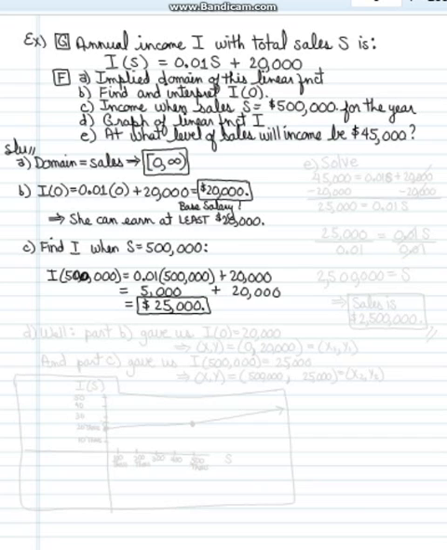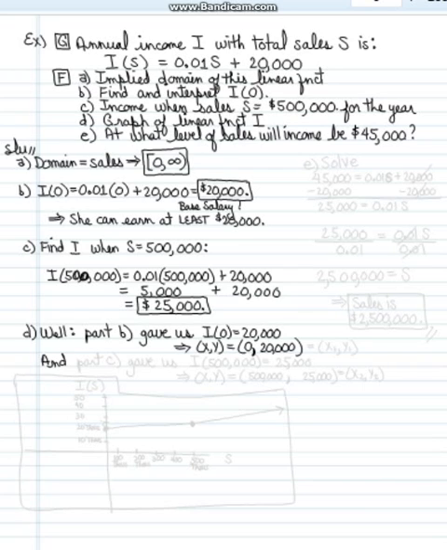Part D, graph the linear function I. Well, part B gave us I of 0 equals 20,000. In other words, when the salesperson made 0 sales, they made 20,000. That gives us an ordered pair, x, y equals 0, 20,000. I'll call that x sub 1, y sub 1.